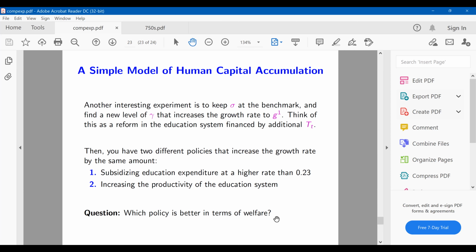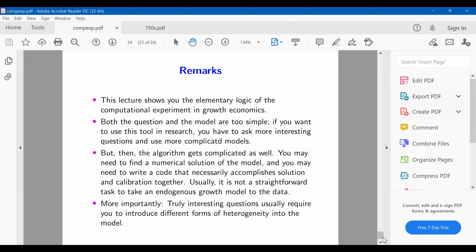So which policy is really better? Because there is now a limited amount of resources, so your resources are constrained. And as a government, you try to understand what would happen if you experiment with alternative policies. So that type of questions are really important. So let me give my final remarks and show you some stuff in MATLAB.